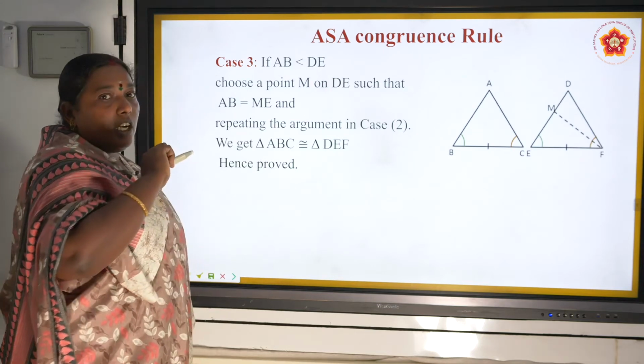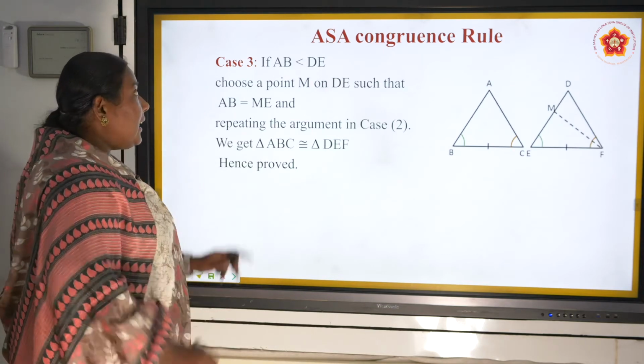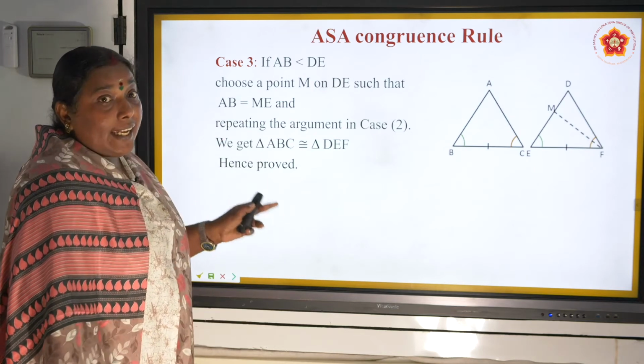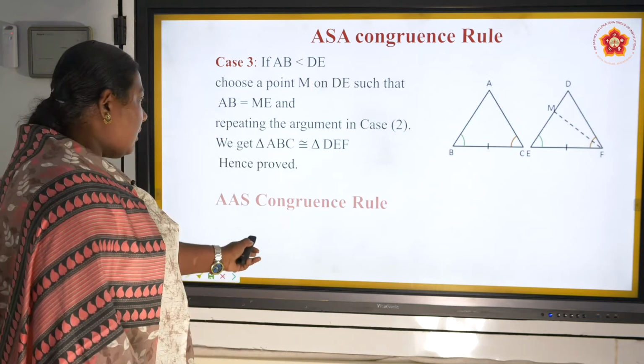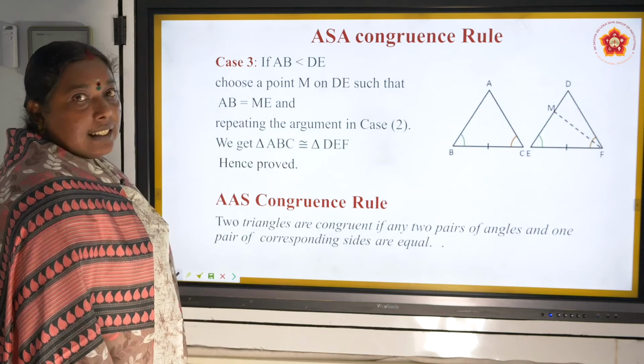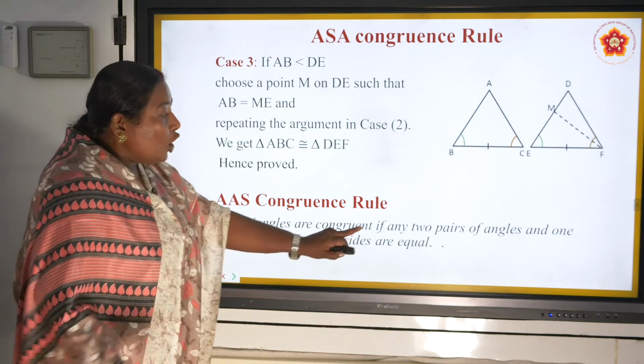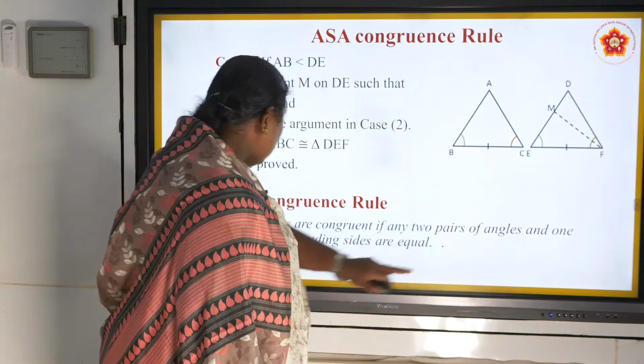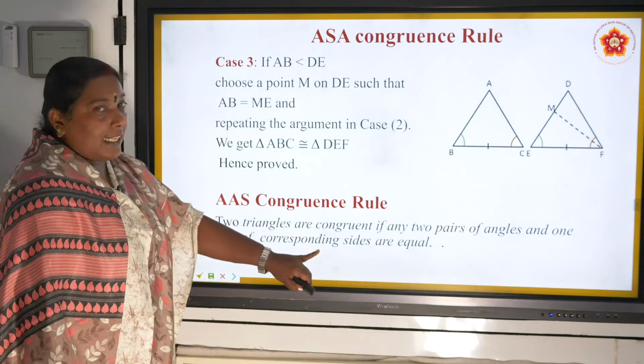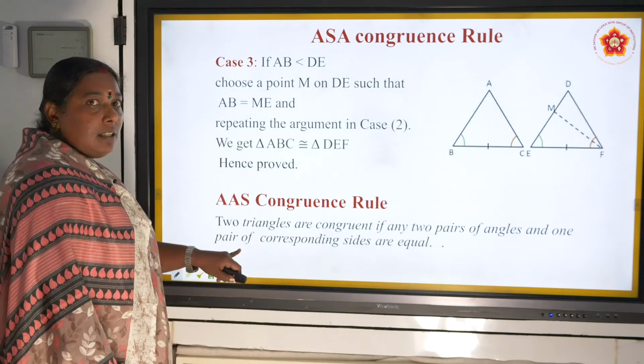When we were seeing the introduction, we said that ASA and AAS are alike. So we will see the theorem also. Two triangles are congruent if two pairs of angles and one pair of corresponding sides are equal. You just keep this in mind.